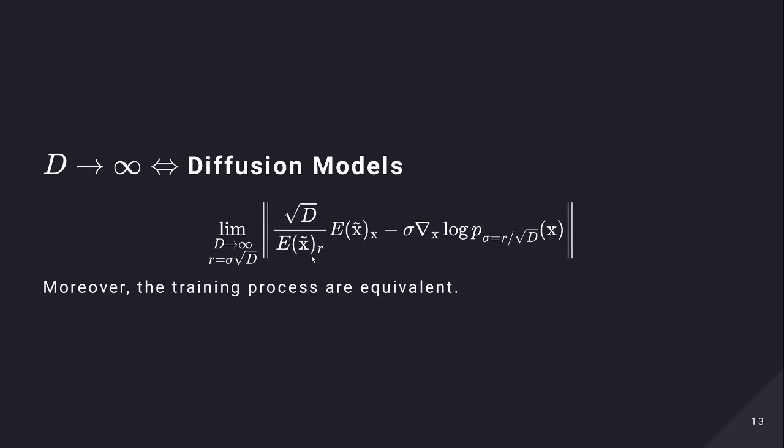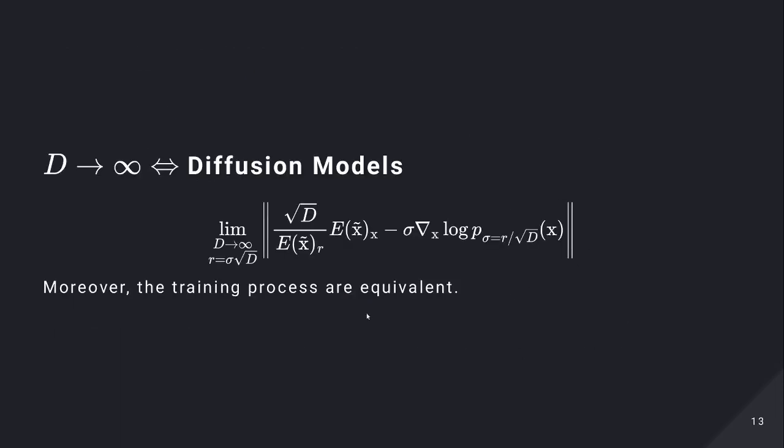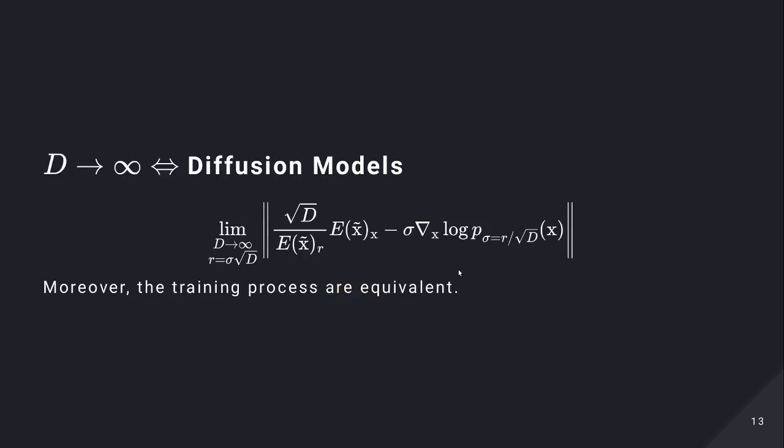And not only are the fields equivalent, the training processes are also equivalent. Because you're trying to minimize this loss here, which is very similar to what happens in some diffusion models, taking d going to infinity and minimizing this objective is equivalent to minimizing the equivalent diffusion objective. So as you go to infinity, you get diffusion models, and if you take d equals 1, you get back the original PFGM model.